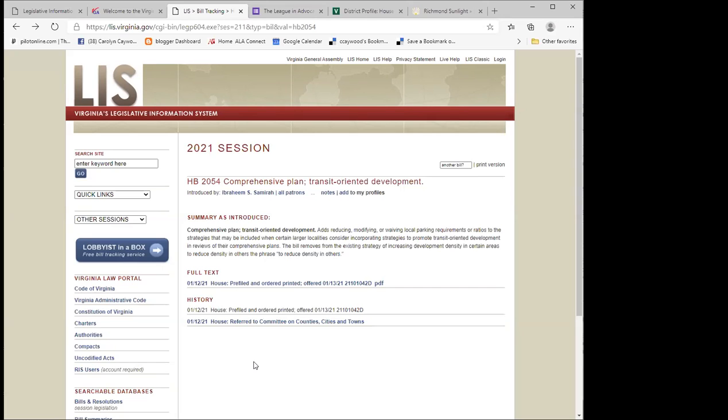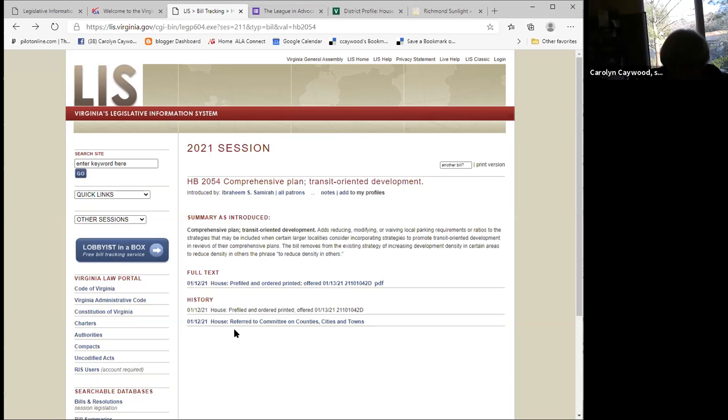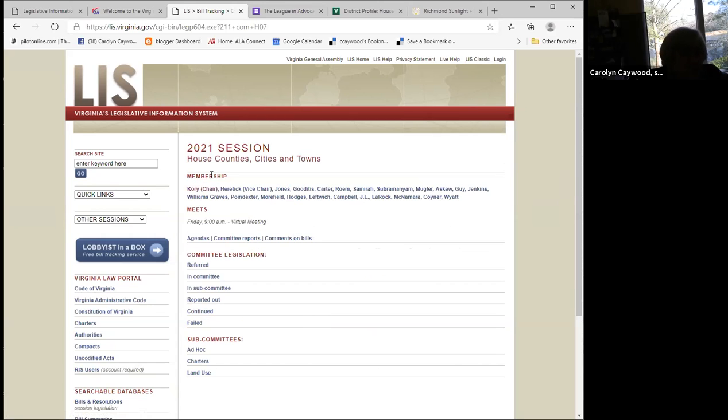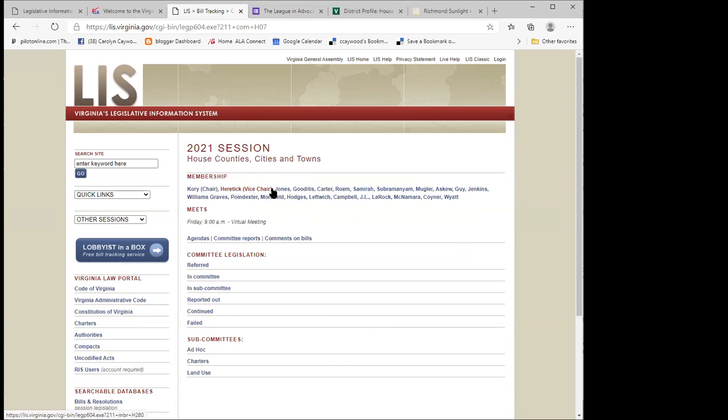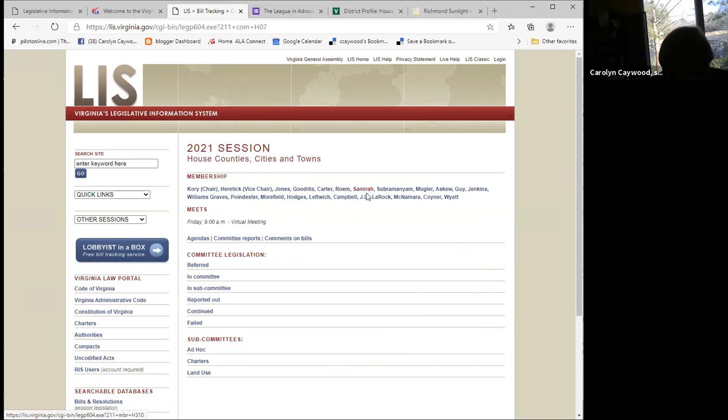So where's this bill now? It has been referred to the Committee on Counties, Cities, and Towns. You can follow that and see who's on that committee. A local person, Steve Heretic, is vice chair. Jay Jones. Askew, Guy. He's on that committee, so that does give him an advantage. He won't have to scramble to go to some committee he's not on in order to introduce his bill.